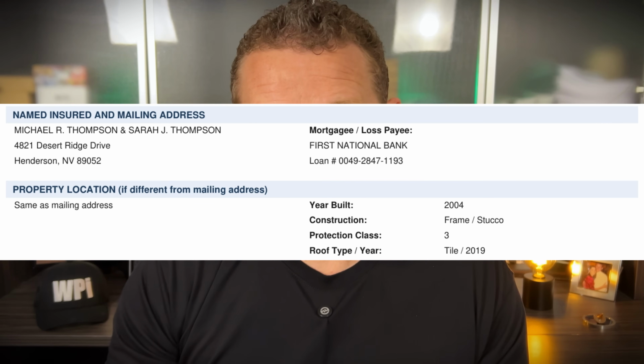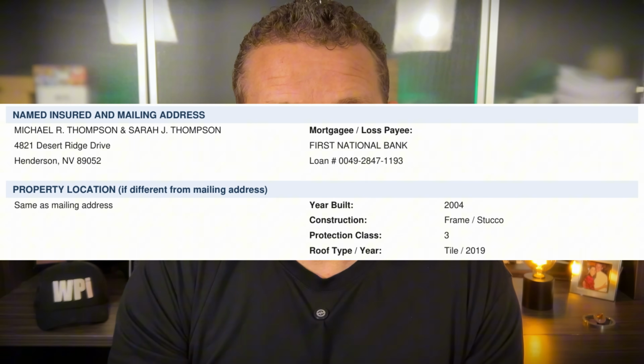If there's a mortgage on the property, you're going to see the mortgage company listed here as the mortgagee or loss payee. The carrier has to notify them if the policy lapses or cancels, and in many dwelling claims, especially larger ones, the mortgage company may be included on the claim payment because they have a financial interest in the property. If you've paid off the house and the lender is still listed, your agent can have that removed.